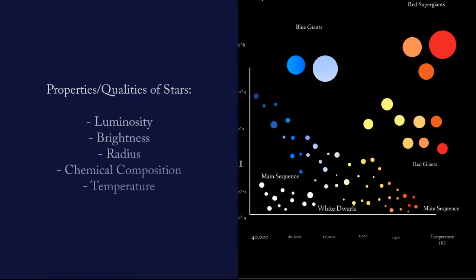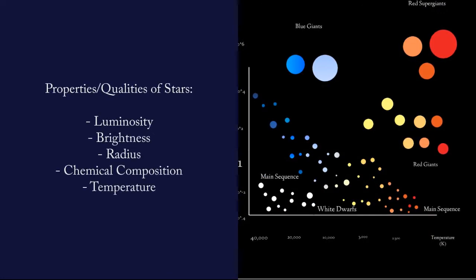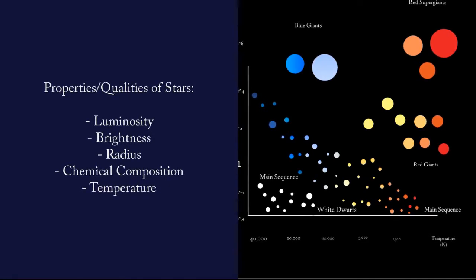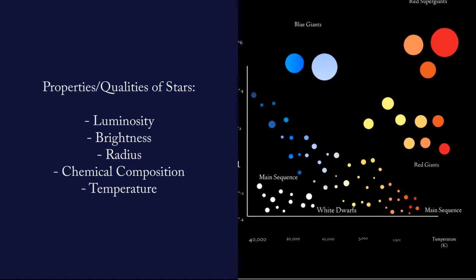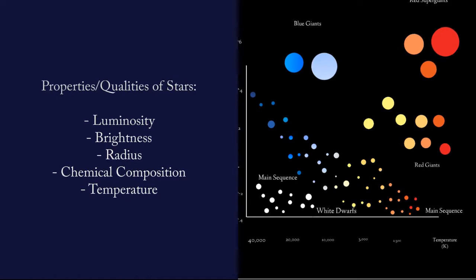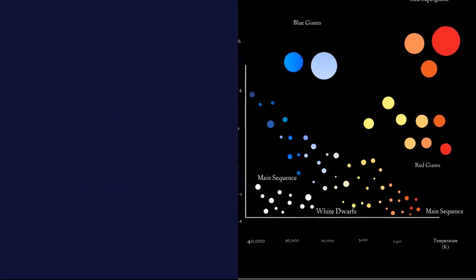There are 5 main properties of stars. Luminosity, how much energy the star generates and then releases as light. Less energy means less light. Brightness, how we perceive a star's light. Radius, the size of the star. Chemical composition, what elements the star is mainly composed of. Temperature, how hot or cool the star is.